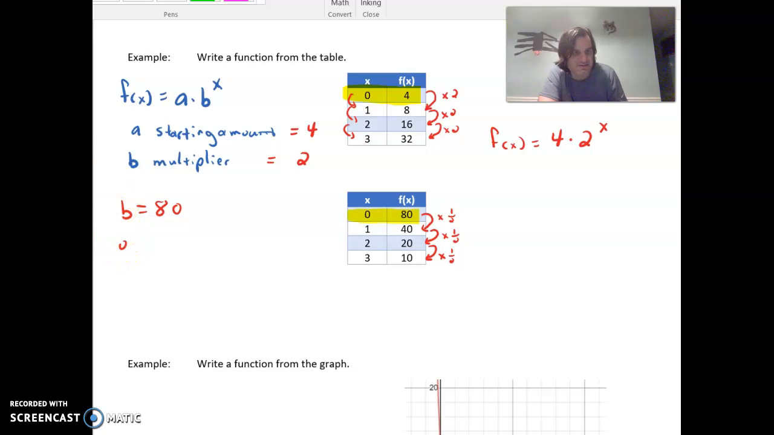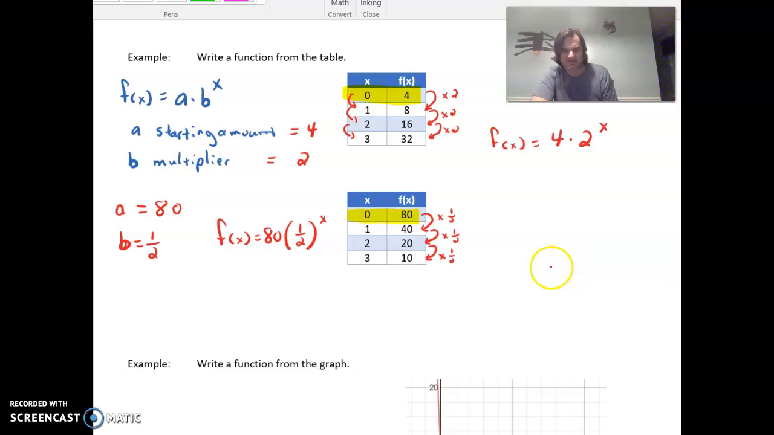Ooh, I got these backwards. The a is 80. I'm getting my functions mixed up. A is 80. The b here is 1/2. So we can write the function as f of x equals 80 times 1/2 to the x.